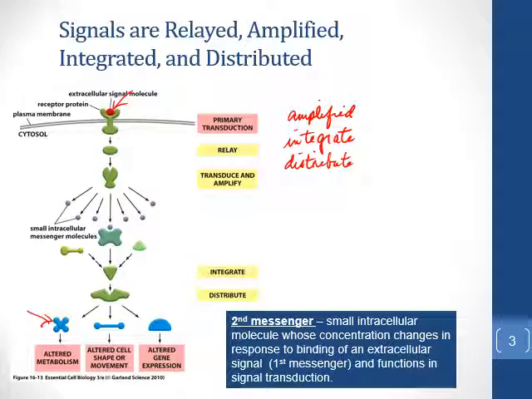Now, before we leave this slide, you might say, well, what about transduction? This says transduction and amplify. But really, to transduce is just, as we said on the previous slide, to change it from an extracellular to an intracellular message. And then what we're going to do is amplify, integrate, and distribute that message. Now again, let's define second messengers. Second messengers are small intracellular molecules whose concentration changes in response to binding of an extracellular molecule or signal. And it's going to function in one of these signal transduction pathways. In other words, these molecules here are going to be your second messengers.